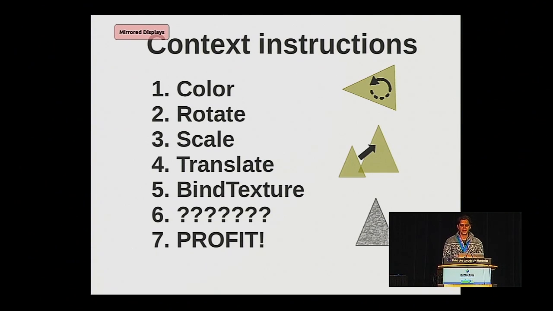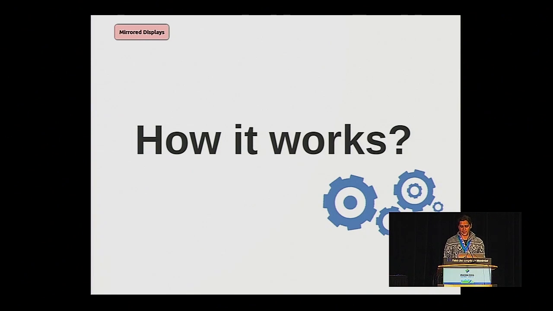At the same time, context instructions are not really visible, but they may impact how the other graphical primitives are drawn. So it's the color, so you may set the color of the graphical primitives which will be drawn further, or rotate, scale, translate, bind a texture, whatever you want to do. And let's look at how it works in Kiwi.